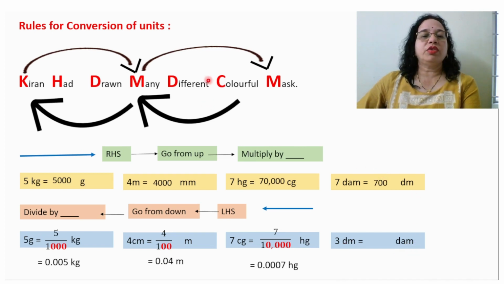The last example, 3, this is decimeter, this is decameter. So we will convert decimeter into decameter. So 10, 100, we will divide by 100, and since two zeros are there, leave two places. So here it will be 0.03 decameter.